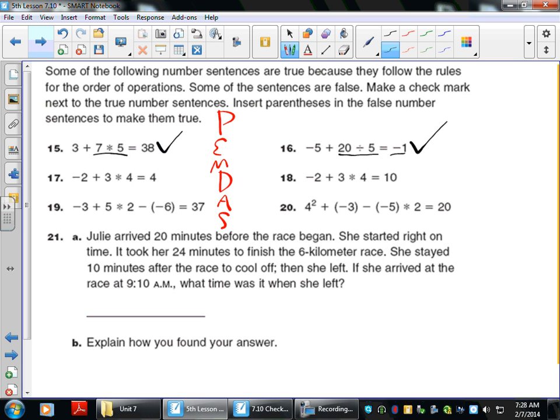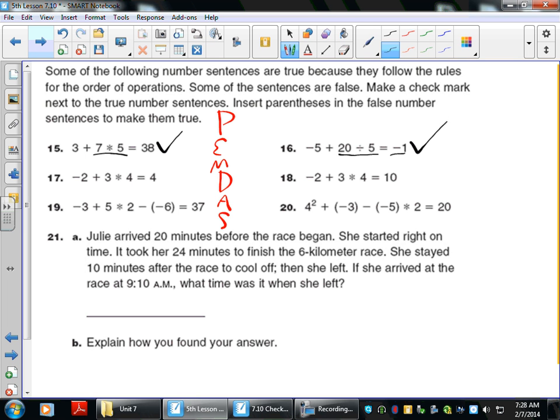Number 17. We have to do order of operations first. We have 3 times 4 equals 12. Negative 2 plus 12 would give me a positive 10. I owe you 2, I give you 2 of those dollars, I have $10 left over. Or on the number line, I'm at negative 2 and I move over 12 spaces. So this isn't correct.